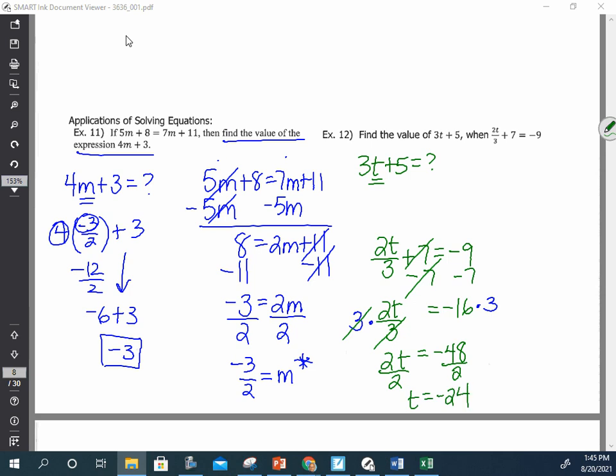Again, all fine and dandy, but that's not the answer to the problem. We want to know what the expression is. So take negative 24, insert it into the expression. 3 times negative 24 is negative 72. Negative 72 plus 5, negative 67. So our final answer for that problem ends up being negative 67. Again, the key thing there is we use the equation to then go and solve the rest of the problem. Very important to pay attention to what they're asking us to do.